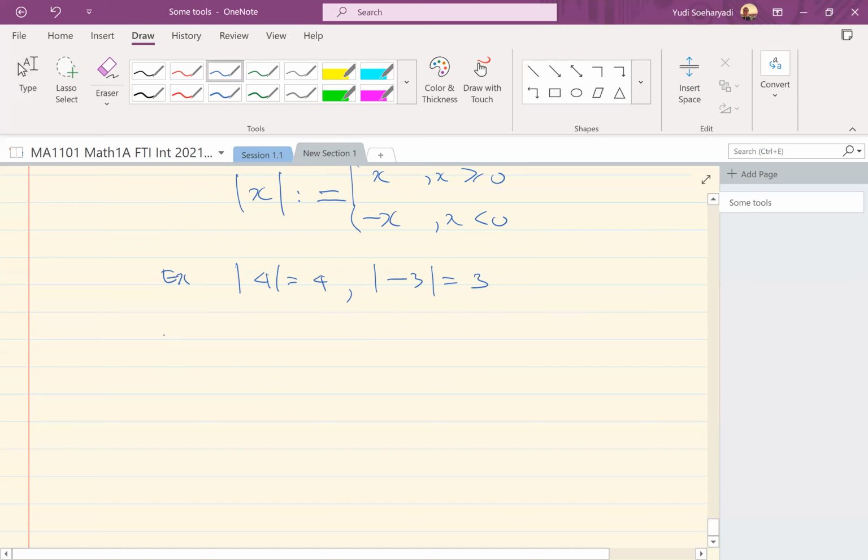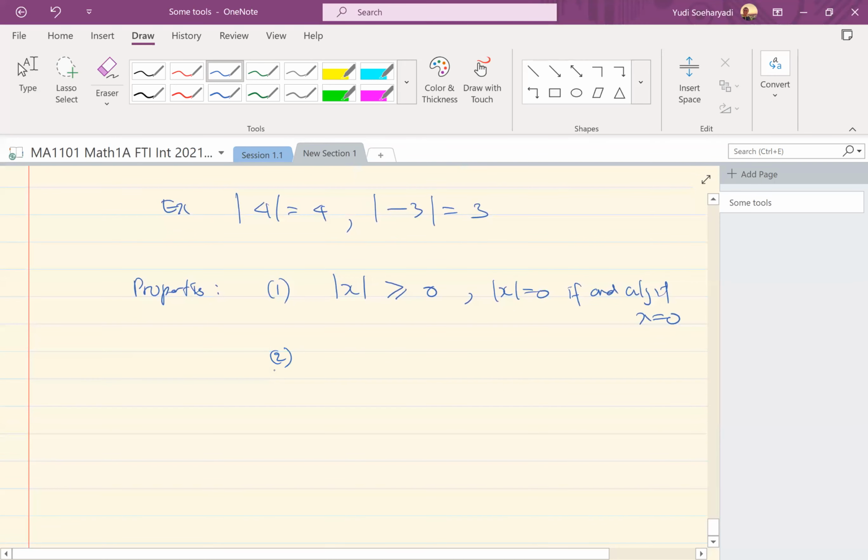So some properties here. First thing is that if you take the absolute value of a number, then this is 0 if and only if x is 0.